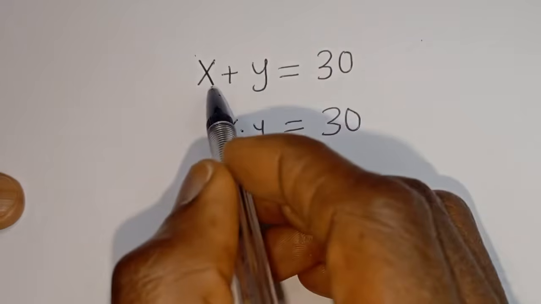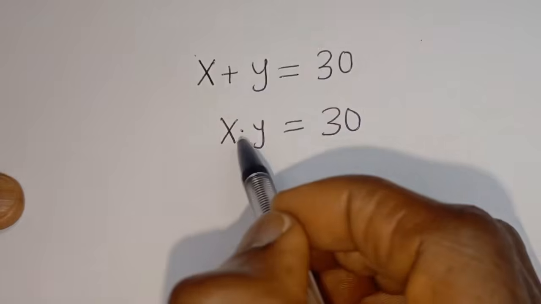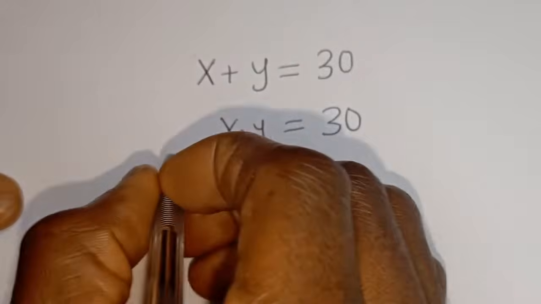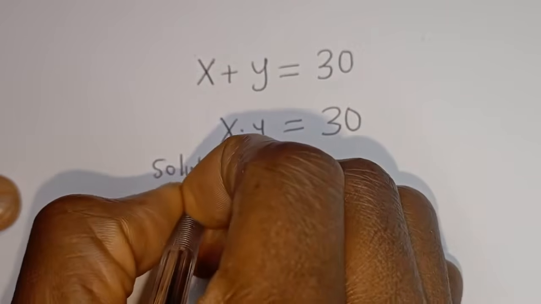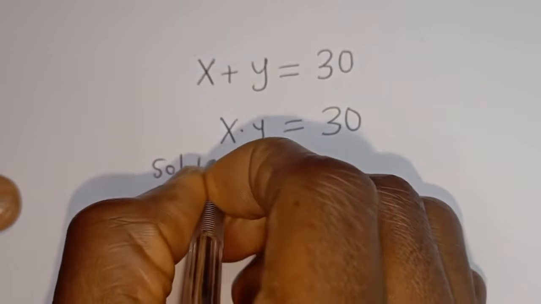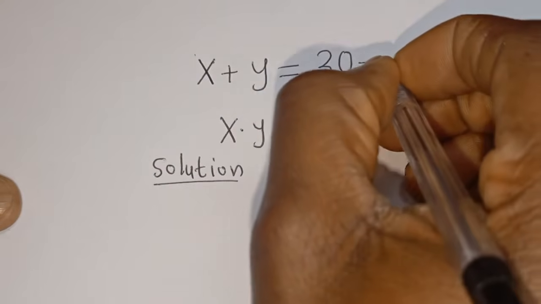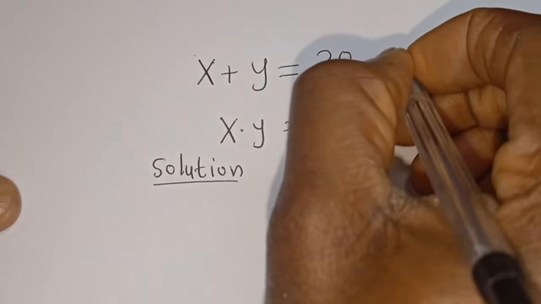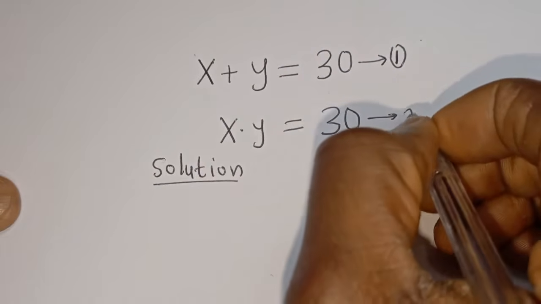Hello, how to solve for x and y in this equation: x plus y is equal to 30, xy is equal to 30. Solution. x plus y is equal to 30. Let's call this equation 1. xy is equal to 30. Let's call this equation 2.